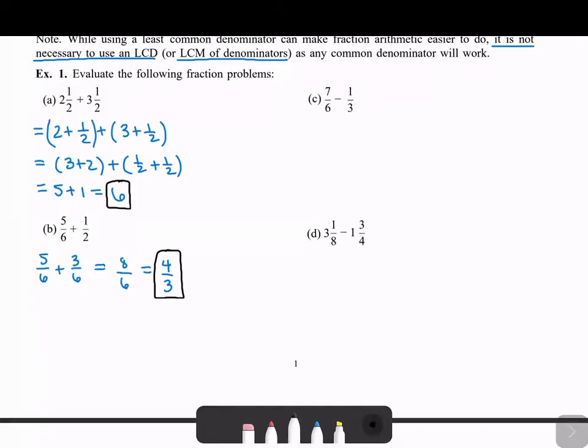Oftentimes simplifying an answer further is just one more step in which it's easy to make a mistake. So I don't recommend doing it unless it's a necessary requirement.